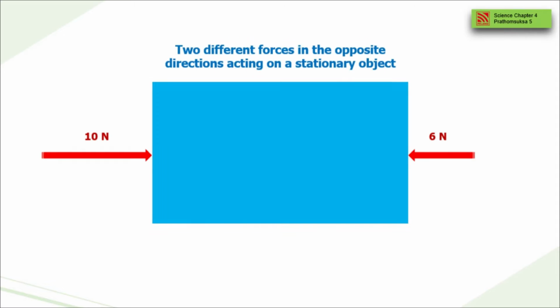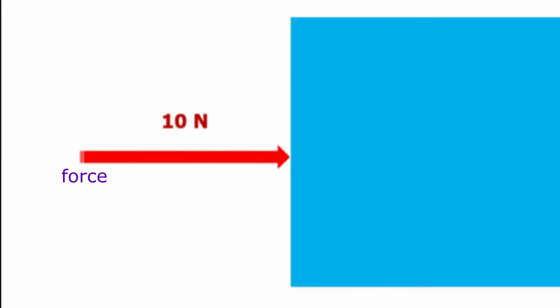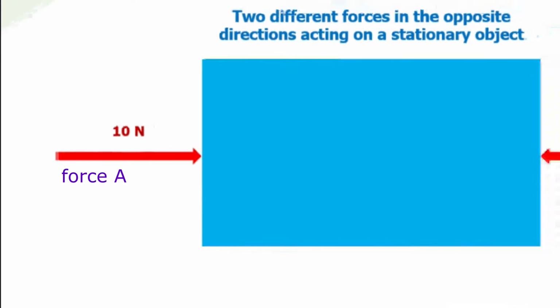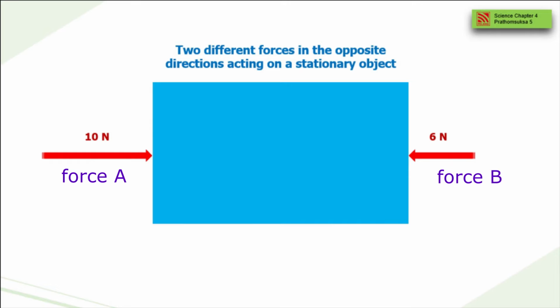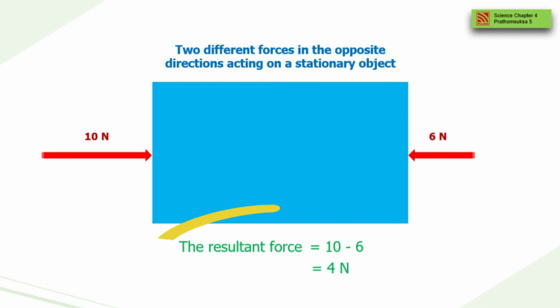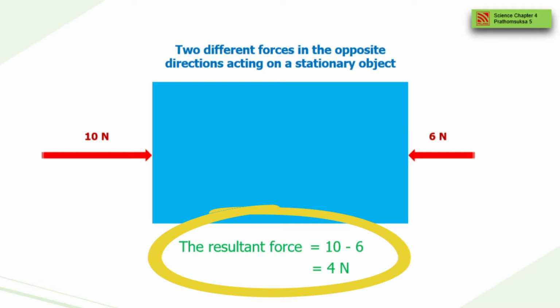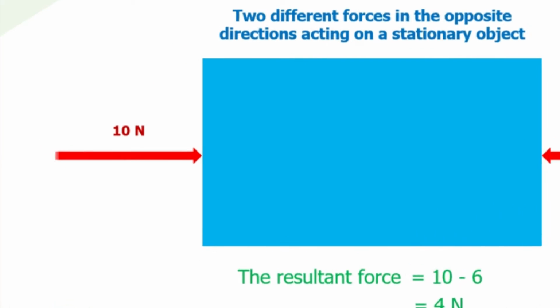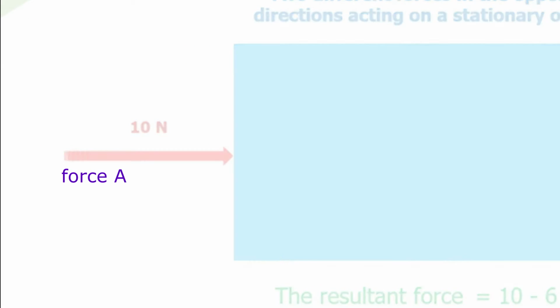If the two forces acting on an object are in opposite directions, with force A being greater than force B on the other side, the object will move in the same direction as force A. The resultant force acting on an object will be the difference between the two forces. The object will move in the direction of the greater force.